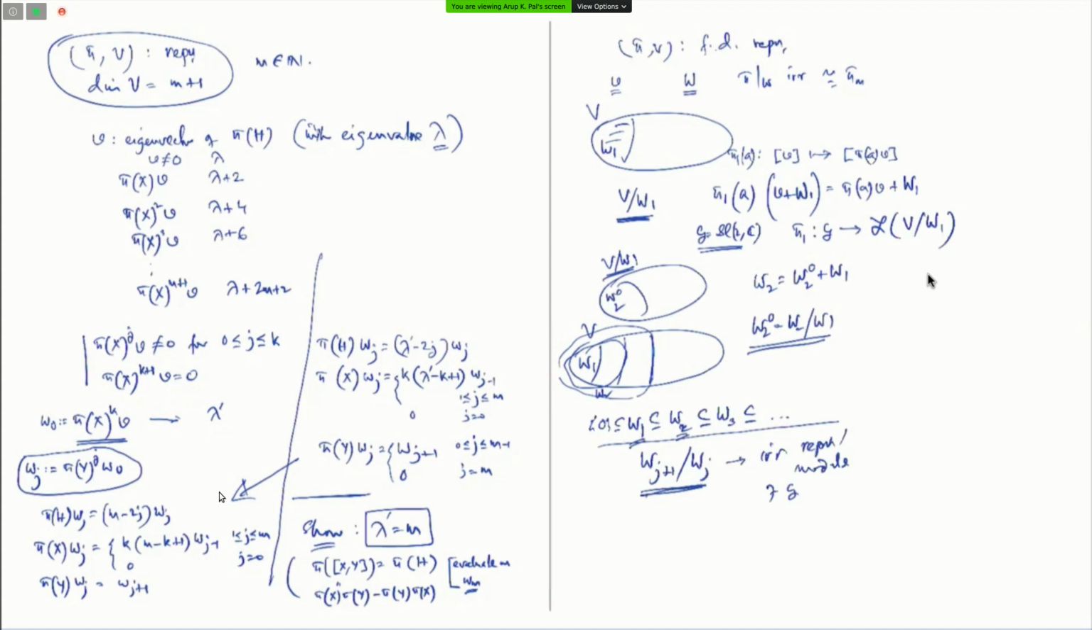Okay. Now, what we would be interested in is whether, given any finite dimensional representation, we can write it as a direct sum of irreducible representations. But this is not immediate. We can't simply write W1 plus W2.